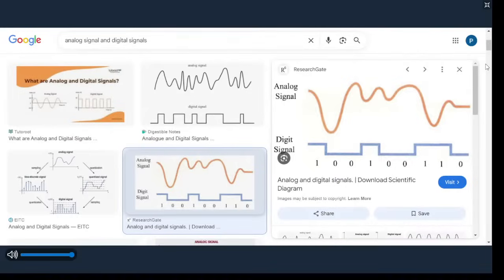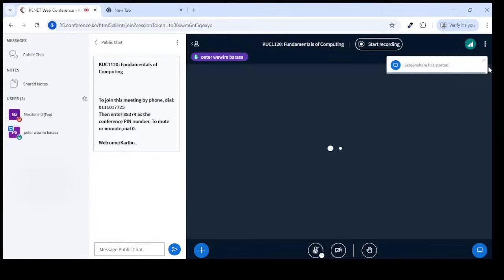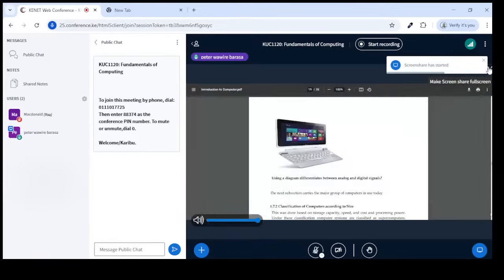These are wave-like, the way current moves. This is analog, but now these are digital representations of the same. So you really need to know that difference. It is very important for you to know. So let's go back to the notes. I think that's the difference, and for everyone there to see, we are very clear on that.